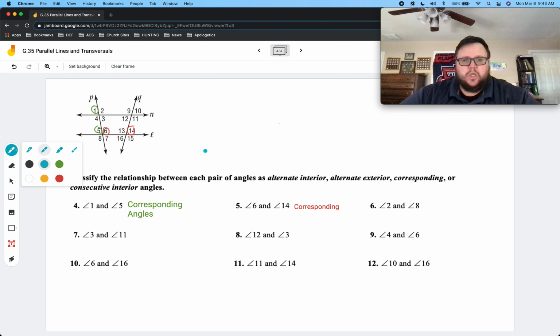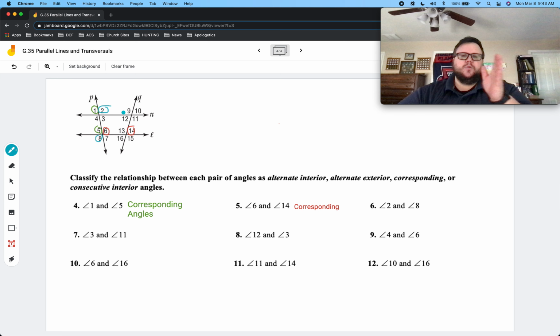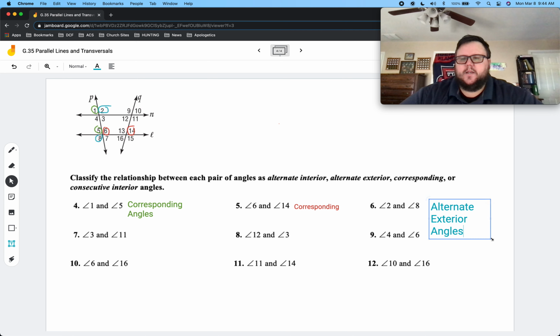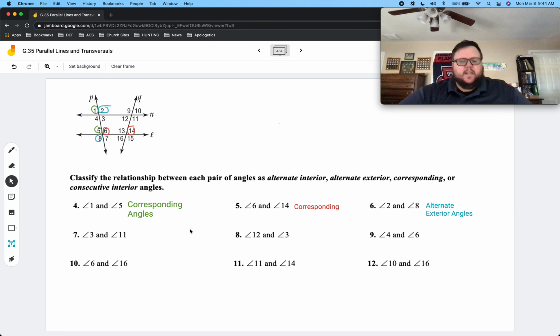I'm going to do 2 and 8. Angle 2 and angle 8. So their transversal is P. They're on the alternate side. So the first thing we look at is what side of the transversal are they on? Are they on the same side or different sides? Well, they're on the different sides. So these are called alternate, and they're on the outside, so alternate exterior angles. So these are alternate exterior angles for number 6. So that's what you guys are doing.